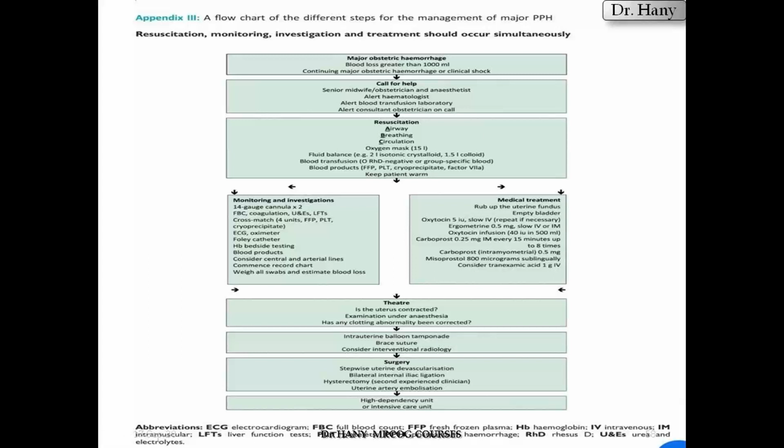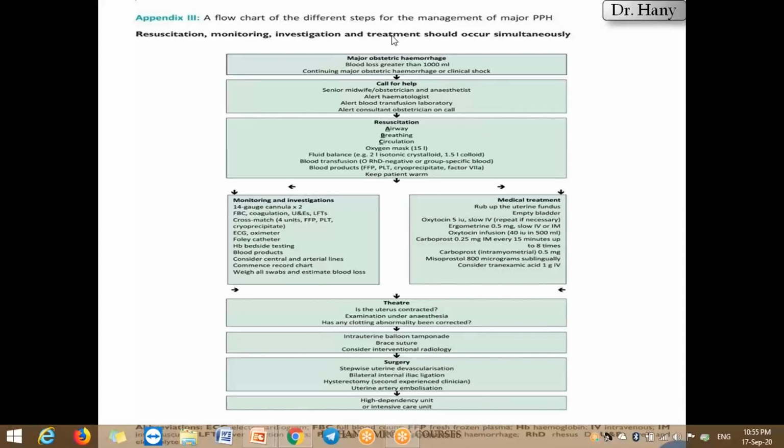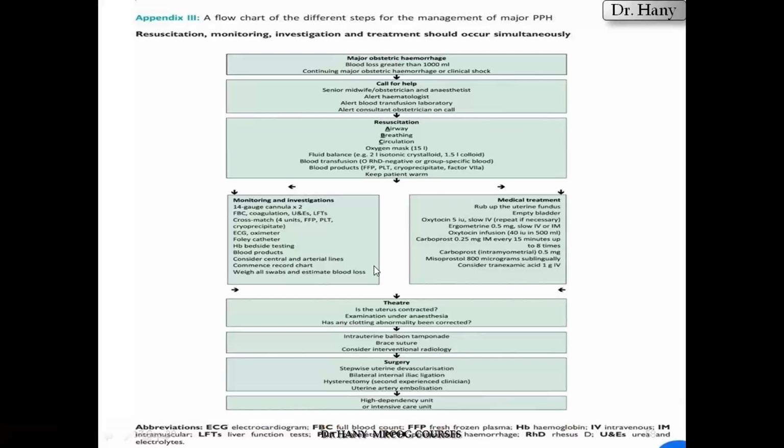The first thing to do in the theater is examination under general anesthesia. A safe doctor will do this. Don't rush. Don't jump. Step by step. After that, the first maneuver will be the intrauterine balloon. If it failed, here you will go for the B-Lynch suture or interventional radiology.